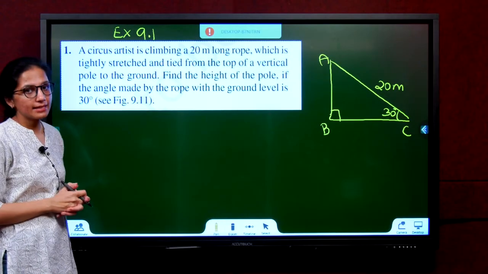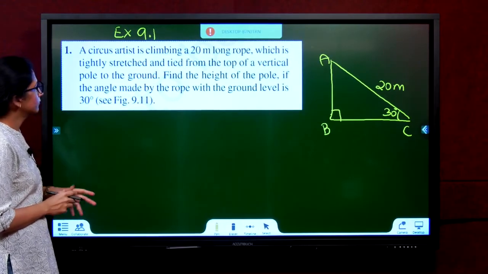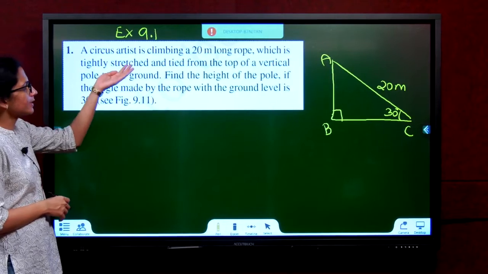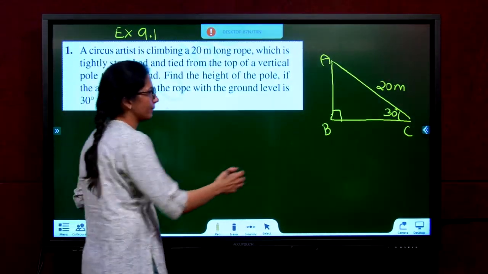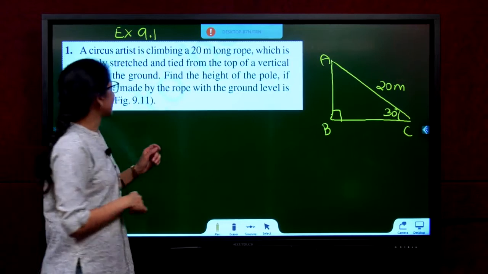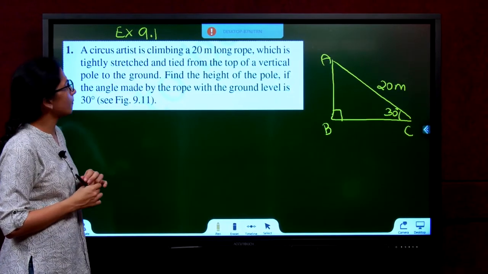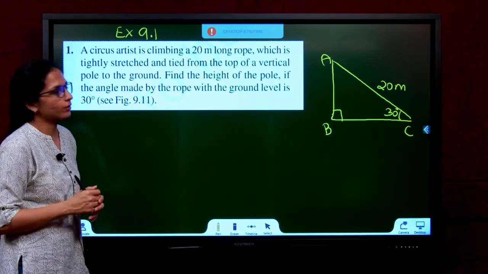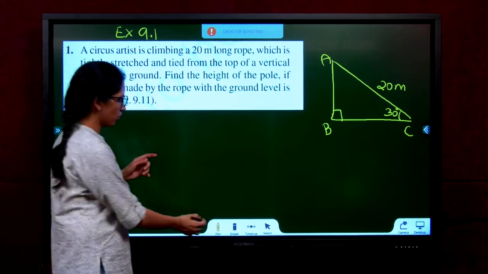Let's start with exercise 9.1. First question. A circus artist is climbing a 20-meter long rope which is tightly stretched and tied from the top of a vertical pole to the ground. Find the height of the pole.